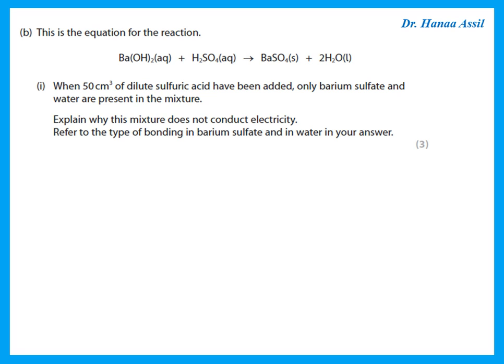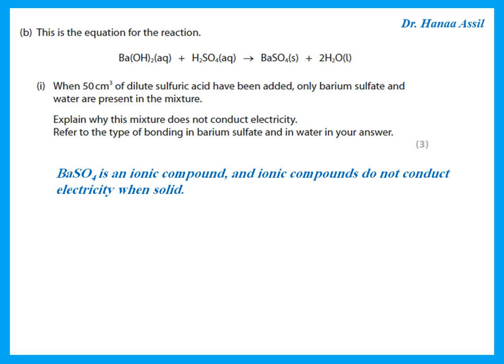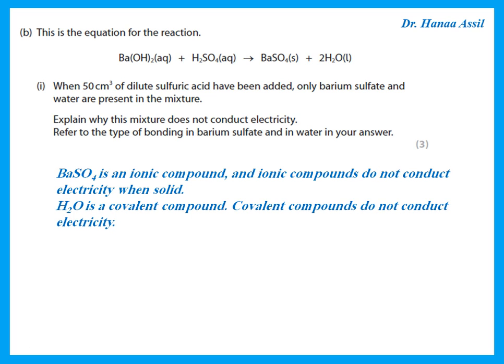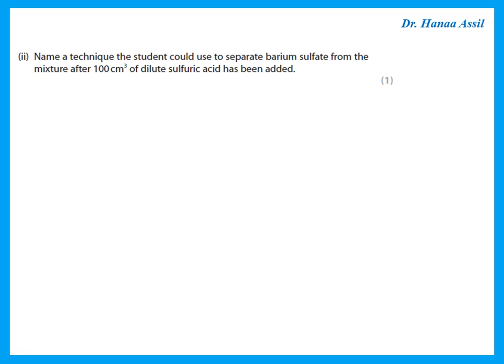Do you understand why? Well, barium sulfate is ionic. And you should realize that ionic compounds do not conduct electricity when solid. We said they conduct electricity only when molten or in solution, so that the ions will be free to move. Water. Why is it that the water, as it is, does not conduct electricity? Water is a covalent compound. And we should know that covalent compounds do not conduct electricity.